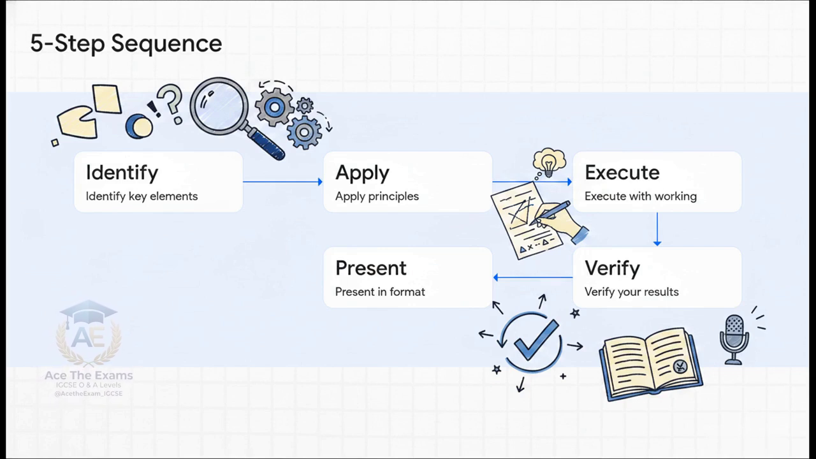So what does systematic processing actually look like in practice? You should never just start writing aimlessly when the timer starts. You need to follow this 5-step standardized sequence. Step 1, identify the key elements in the question. Step 2, apply the relevant principles of the technological innovation. Step 3, execute your analysis with clear working. Step 4, verify results. And Step 5, present in the appropriate format.